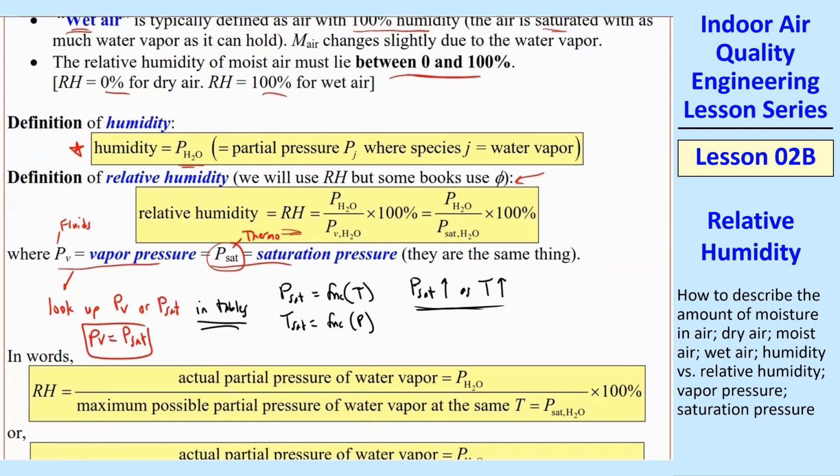So what does that mean? You can think of it this way. If you have a bigger saturation pressure or vapor pressure, saturation pressure, the air can hold more water vapor. So I'll just write that as a comment. Air holds more water or more humidity as T goes up.